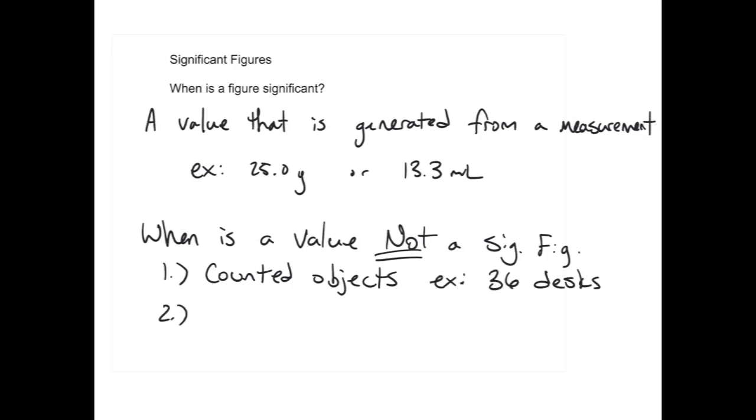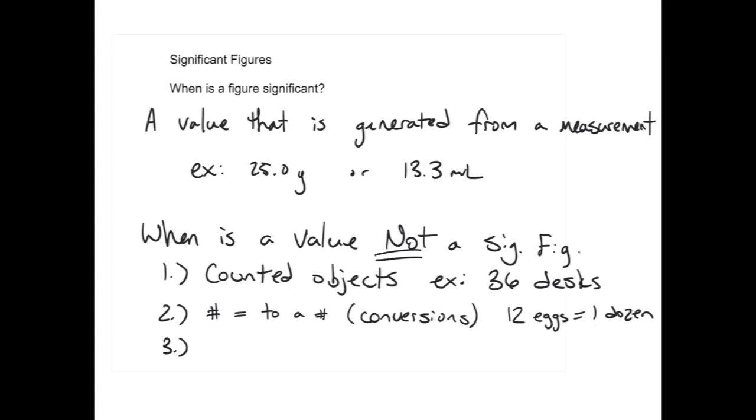The second situation when a number is not a significant figure is when you have a number equal to another number. These are what we call conversions. An example would be like 12 eggs equals 1 dozen. Neither the 12 or the 1 in 1 dozen are significant values because they're set equal to one another.